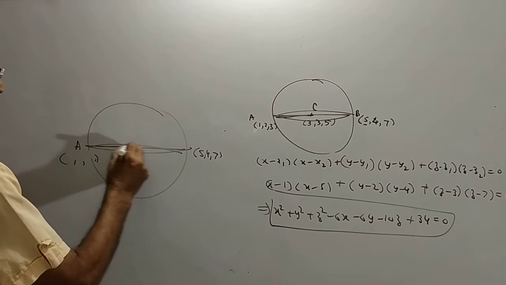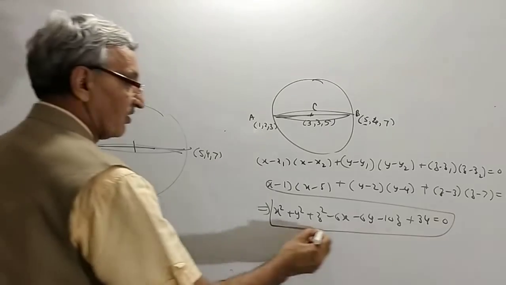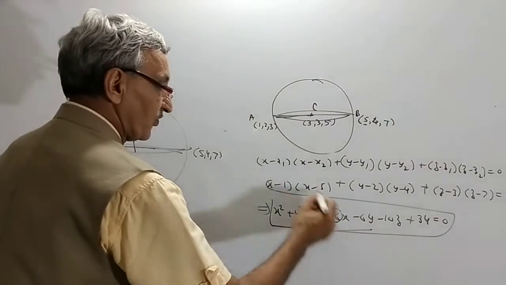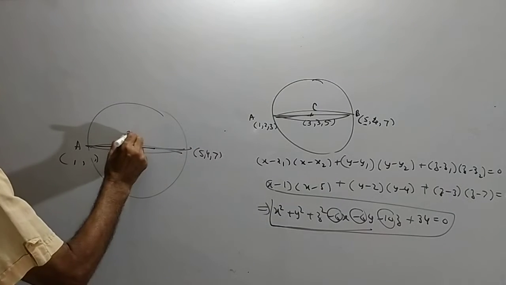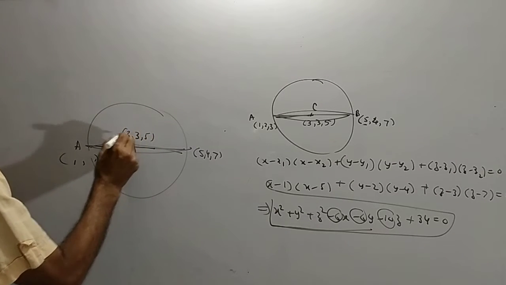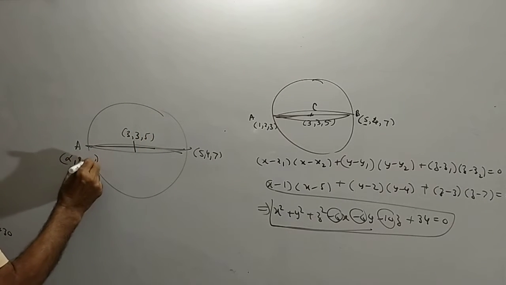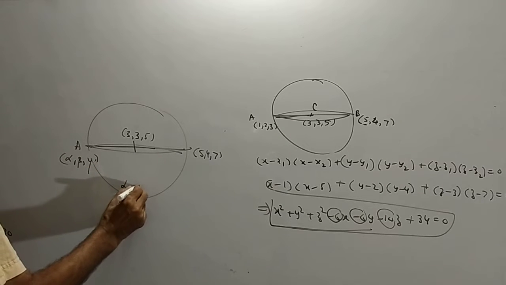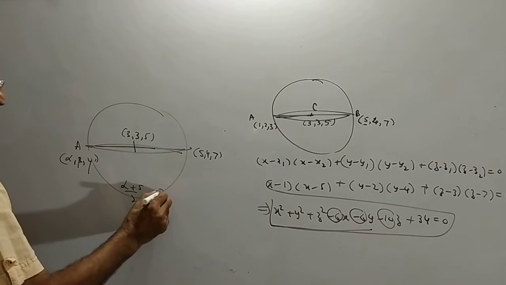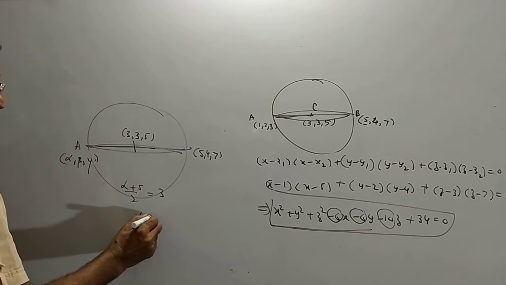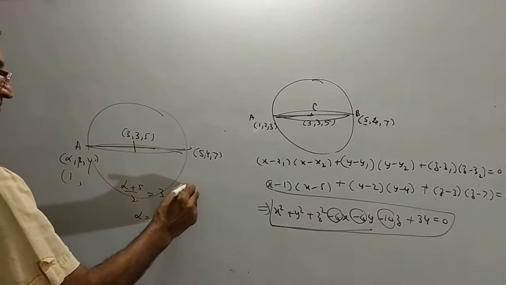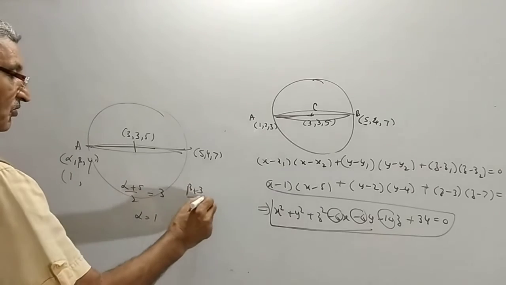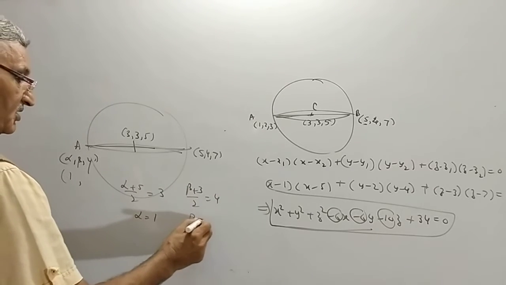When this is the diameter, we can find the center of this. Center is equal to 3, 3 and 5. And then I said how to find alpha, beta, gamma. So (alpha plus 5) divided by 2 is equal to 3, and you find alpha is equal to 1. That is 1 here. Similarly, (beta plus 4) divided by 2 is equal to 3, so beta is equal to 2.